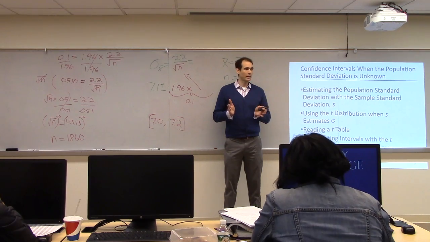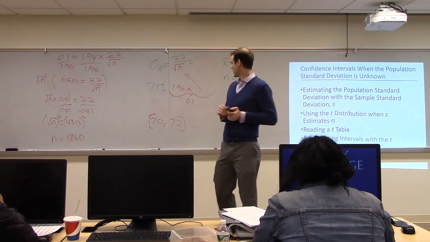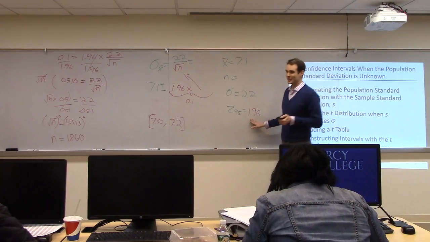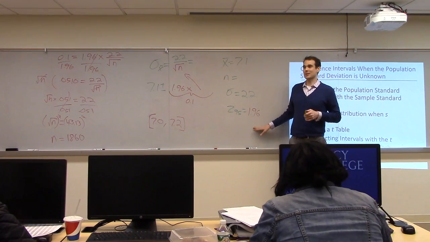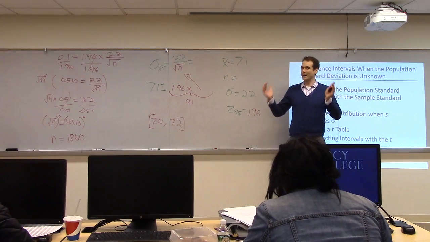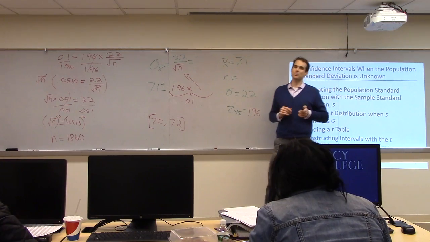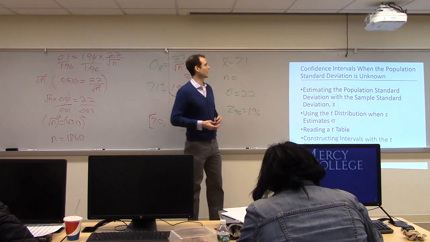And the T table will give us a slightly wider interval. So instead of 1.96 to be 95% confident, the T table may take us to 2.1. It'll give us a wider interval to account for that lack of precision, so we can still be the same level of confidence.